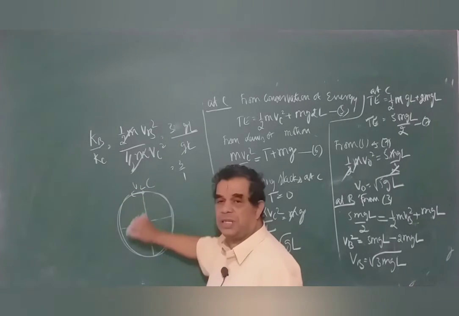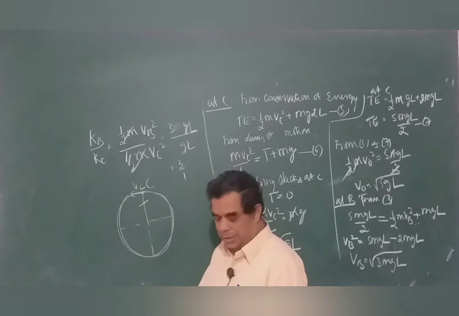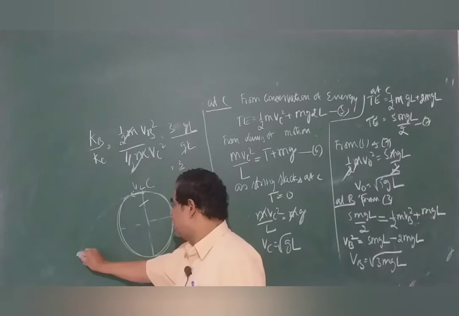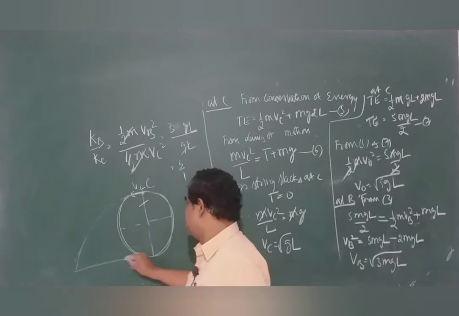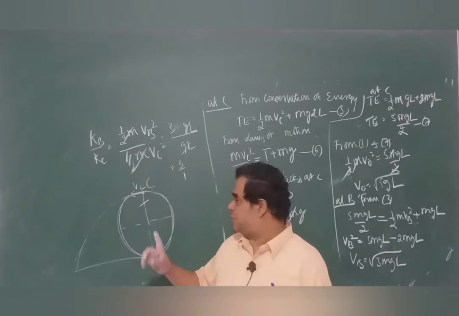It continues to move on the circle. If the thread is cut as soon as it reaches the point C, then it flies off like a projectile along the parabolic path, like this. So, this is the trajectory of the particle after C.